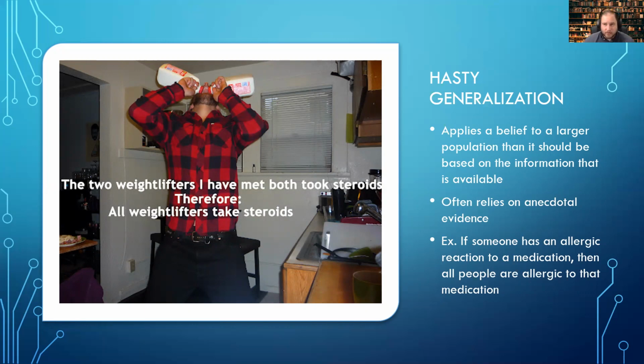So when we think about personal experience, it can be helpful in developing a rhetorical argument, but we have to be careful and make sure that it is representative of the overall population, that it's representative of a larger truth and experience. Another example is if someone has an allergic reaction to medication, then all people are allergic to that medication. This is not necessarily true, right? Just because one person is allergic to it doesn't mean everybody's allergic to it. It means that certain people may have an allergic reaction to that.